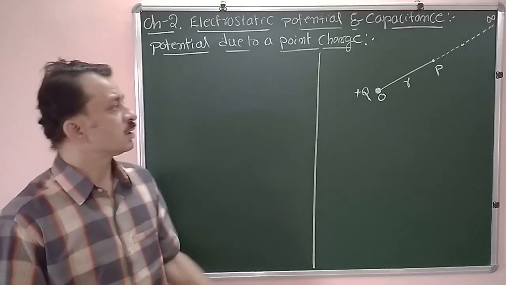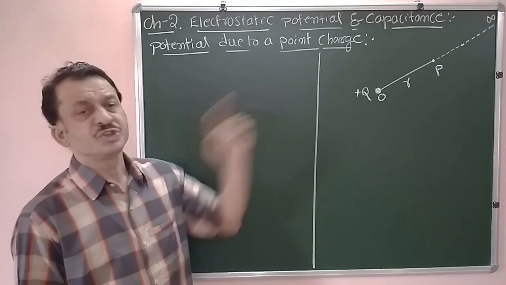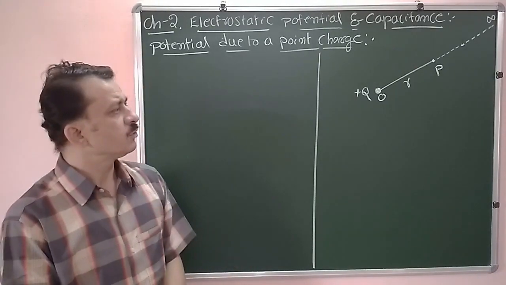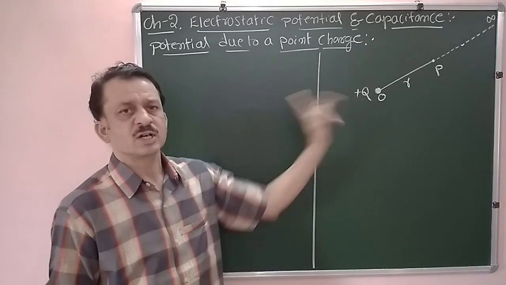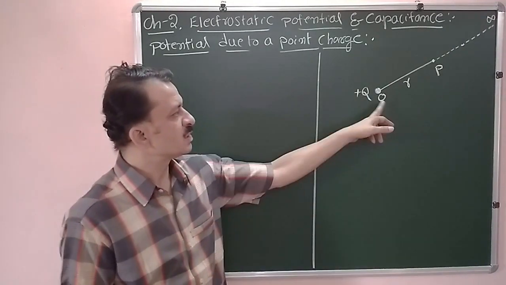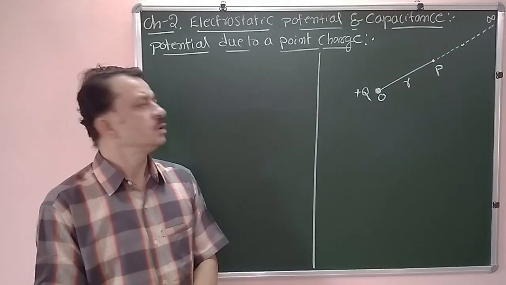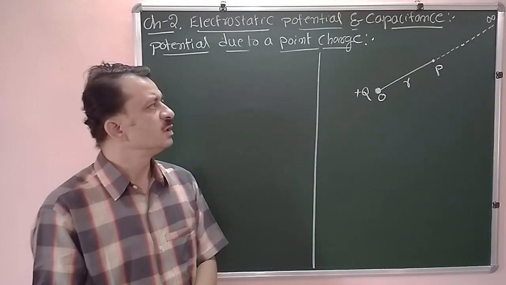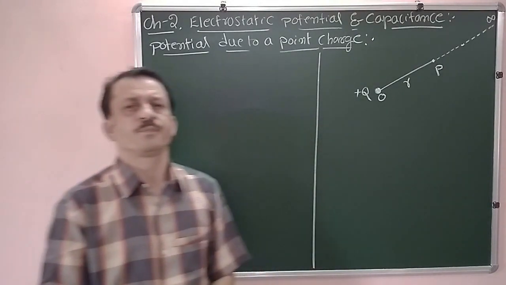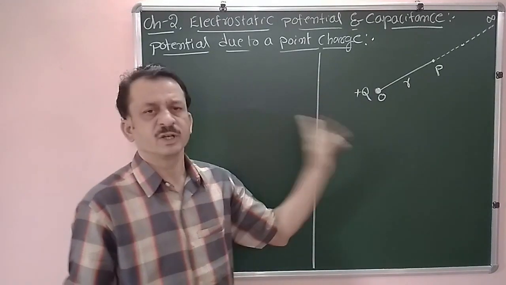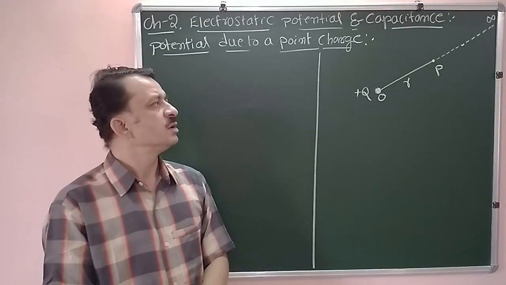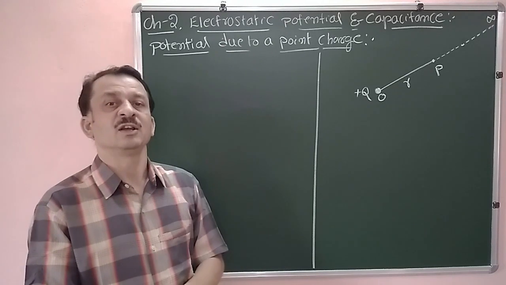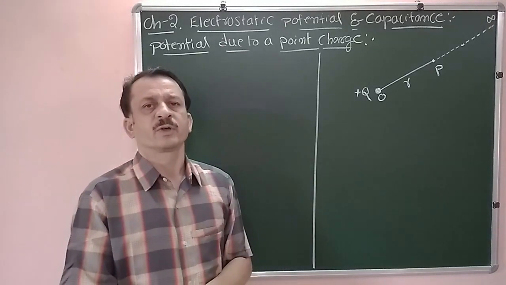Now we will derive an expression for electrostatic potential due to a point charge. For that, consider a positive charge capital Q at the origin O. Because of this positive charge, there is an electric field outside. Now let me consider some point P at a distance R from the charge. At that point P, we are going to work out what is the electrostatic potential due to this capital Q charge.